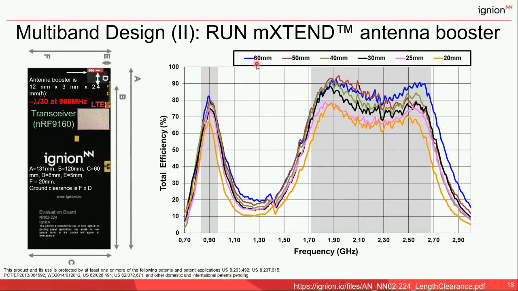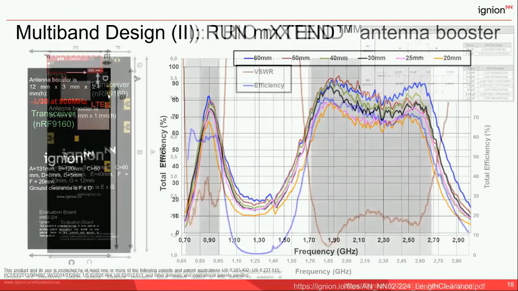For the full clearance, we have the blue line for low frequencies and high frequencies. And in orange, for the smaller clearance, we reduce a little bit the efficiency, but still we provide good efficiency. So this has a lot of flexibility. And again, antenna booster, feeding line to the corner of the layout of the matching network, and the transceiver nRF9160 as close as possible to the layout of the matching network.